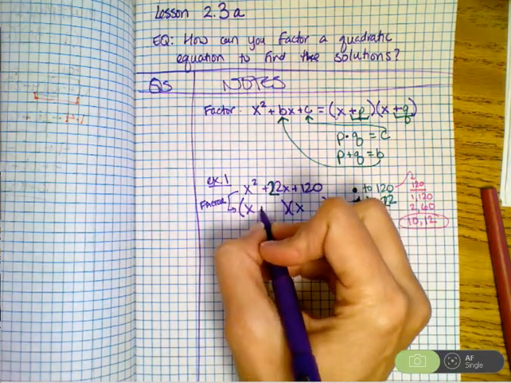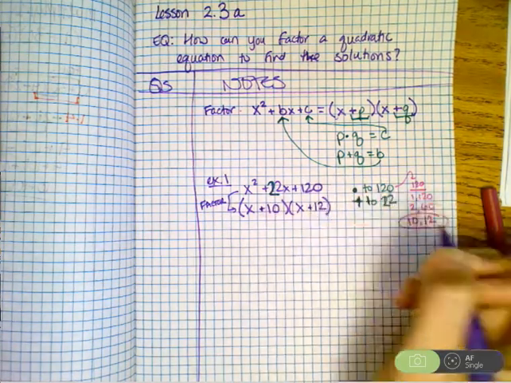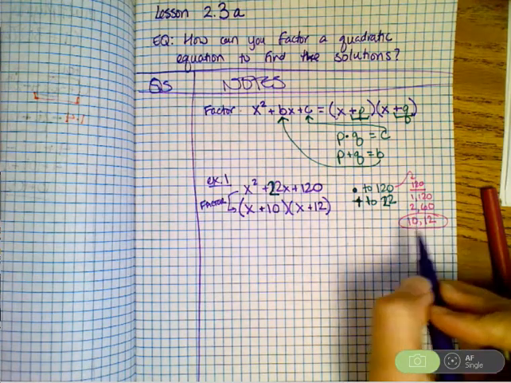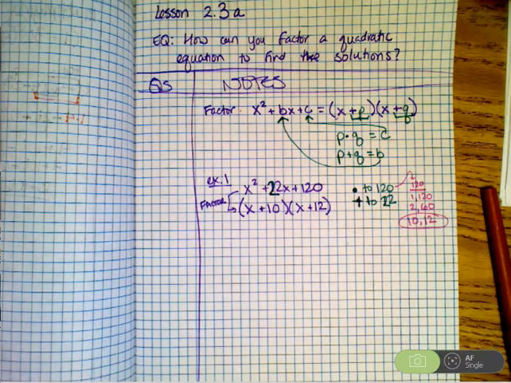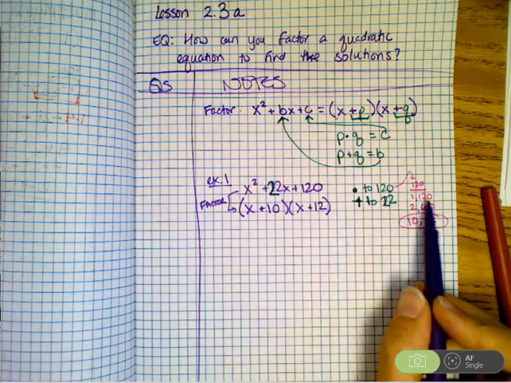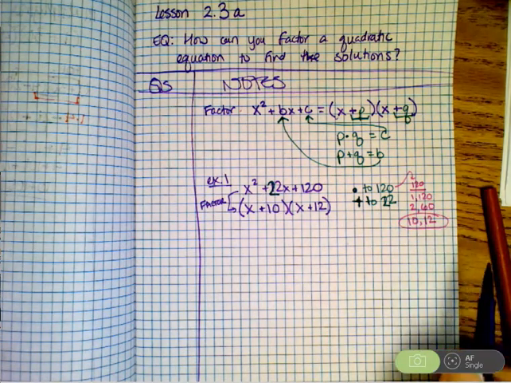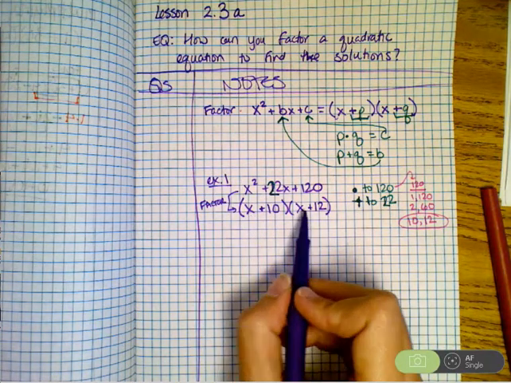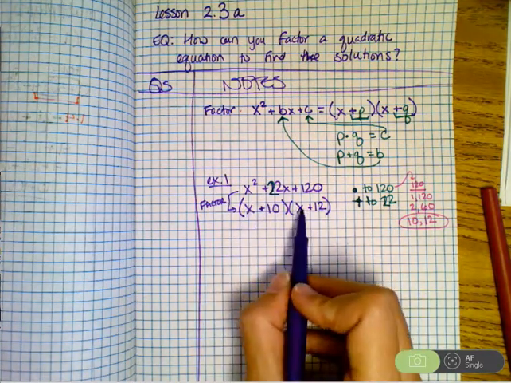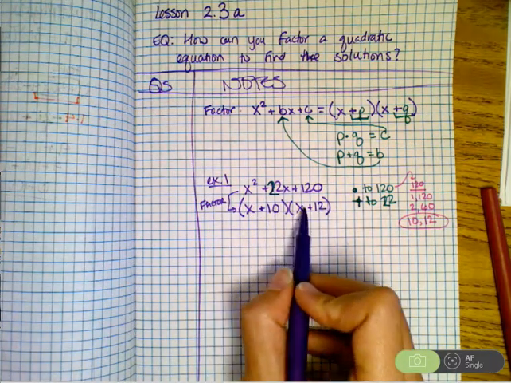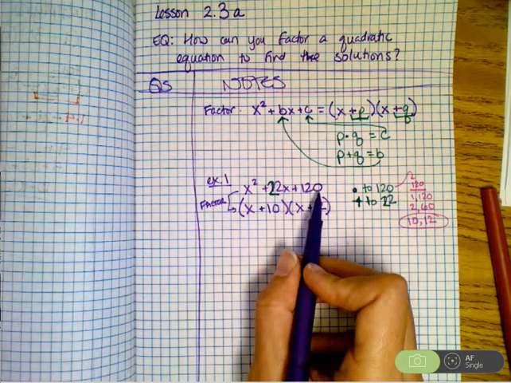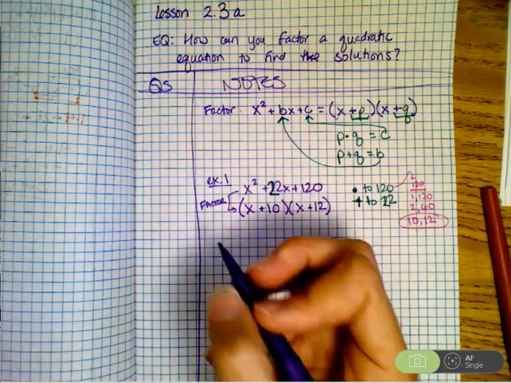So I'm going to write in x plus 10 and x plus 12. And again, those numbers come from here because they multiply to 120 and they add to 22. If we had negatives or if we were looking for a negative number here, we would consider negatives as well. But if everything's positive, they're going to be positive. And just to show you why that works, if we multiply this out real quick, x times x is x squared. X times 12 is 12x. 10 times x is 10x. 10 plus 12 is 22. And 10 times 12 is 120. So that's how we know that works.